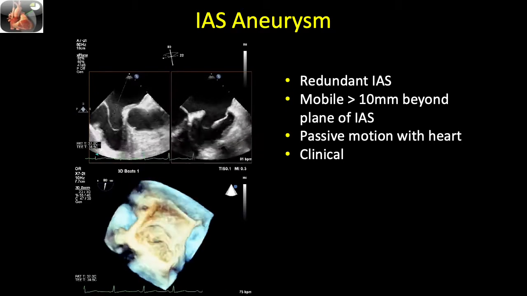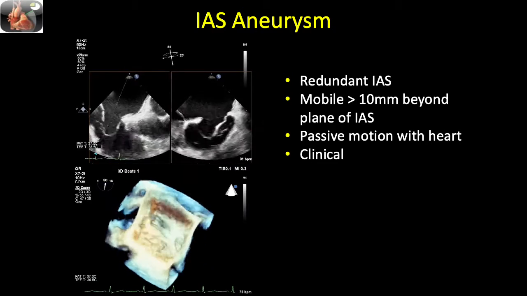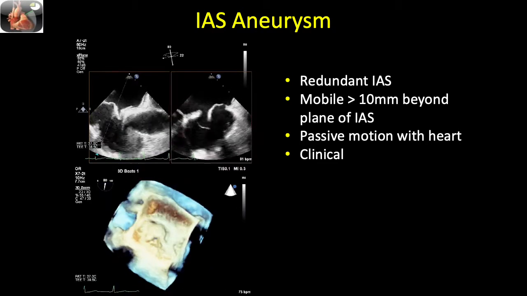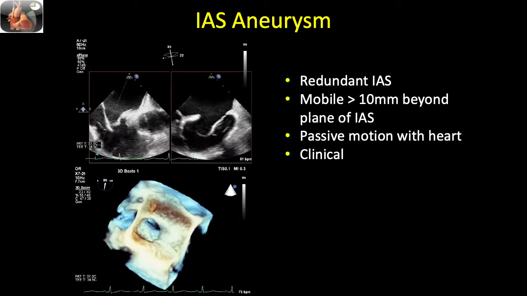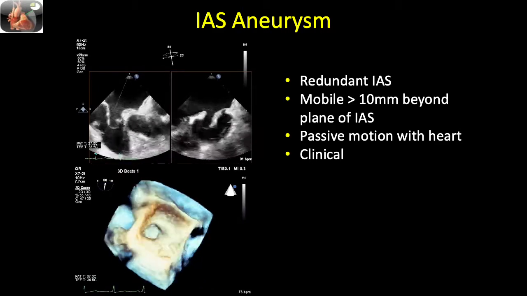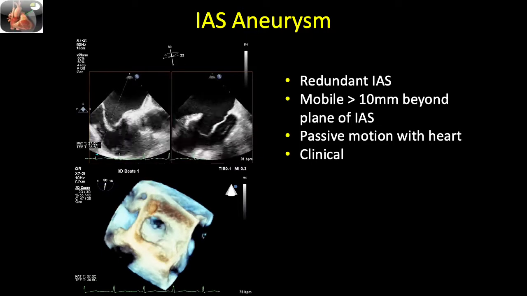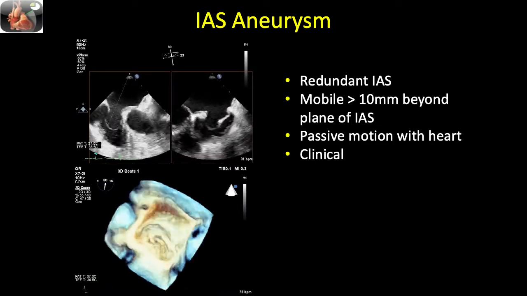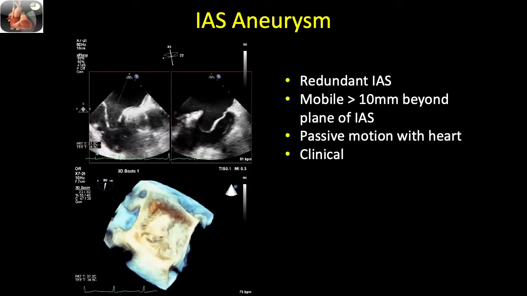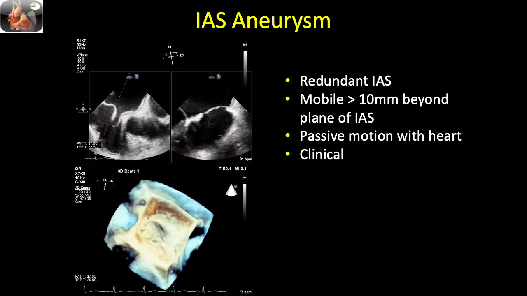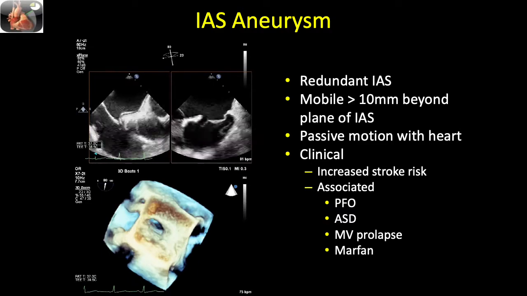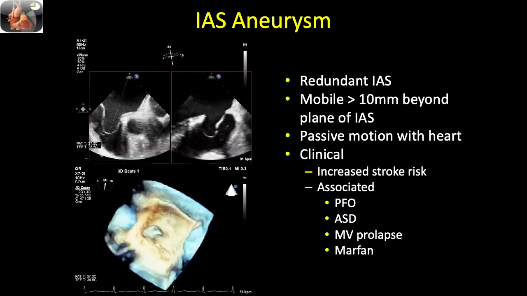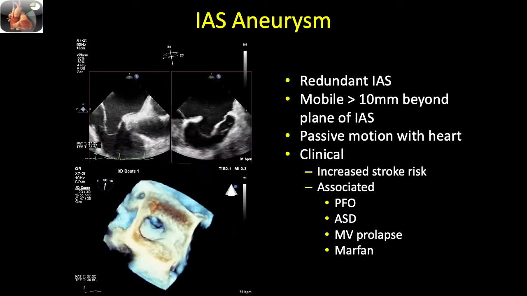It is found in 1% of adults at autopsy. The redundant intraatrial septum shows passive oscillation with the cardiac cycle greater than 1 centimeter beyond the atrial septal plane in the midesophageal bicaval or four-chamber views. There is frequent association with ASD, PFO, mitral valve prolapse, and Marfan syndrome.